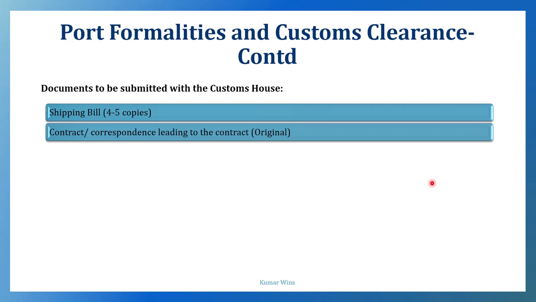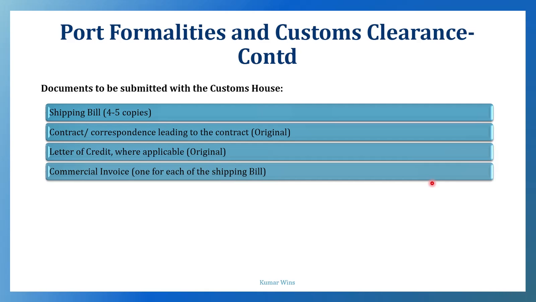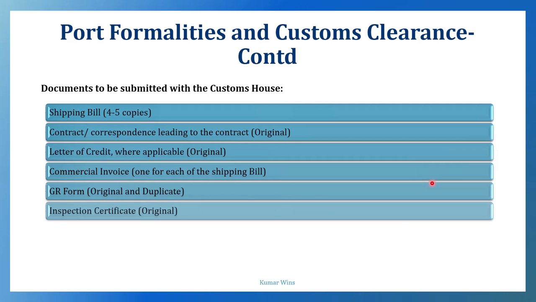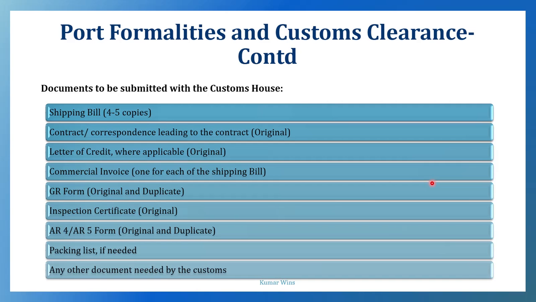Here I am just going to show you all the documents which I mentioned during the last slide. So these are the shipping bill, then contract or correspondence leading to the contract, then LC, then commercial invoice, we have GR form, inspection certificate, AR4 or AR5 form, then packing list, or if there is any other document. So these all documents have to be submitted to the customs house by the CFA, right?